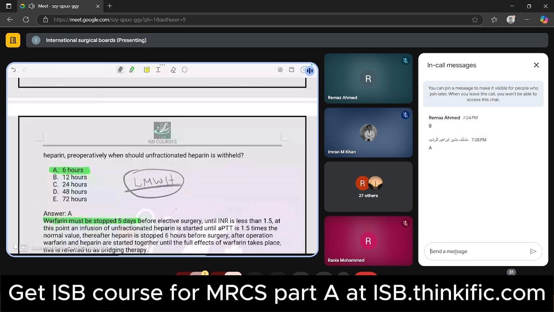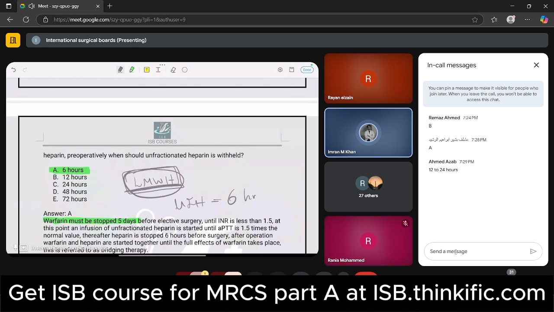So we've discussed that unfractionated heparin should be stopped 6 hours before. All right, what about low molecular weight heparin? When should that be stopped? 12 hours? 12 hours to 24 hours. Yes, correct. In NICE guidelines, they say you should stop it at least 24 hours before, right? Let's see the next question.